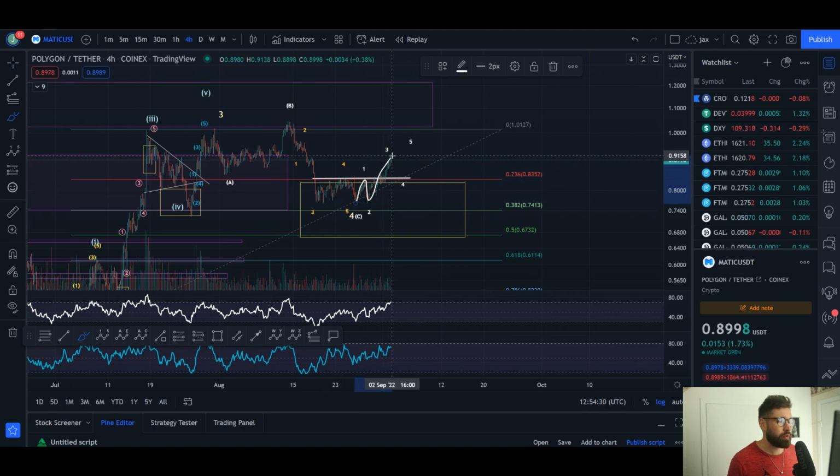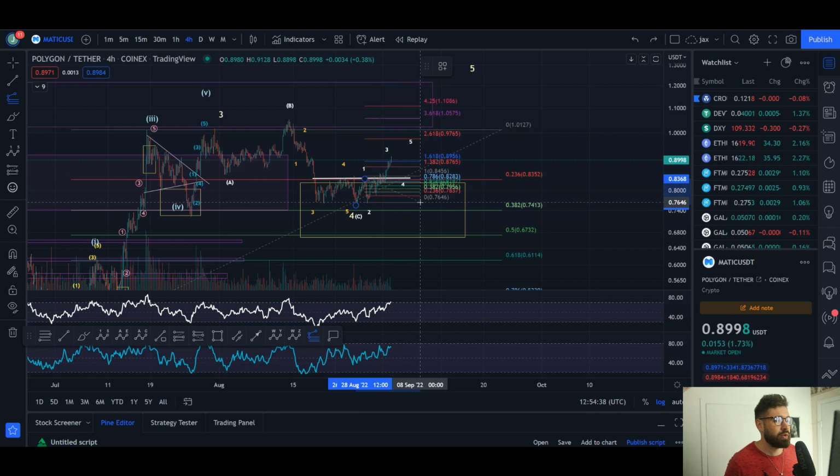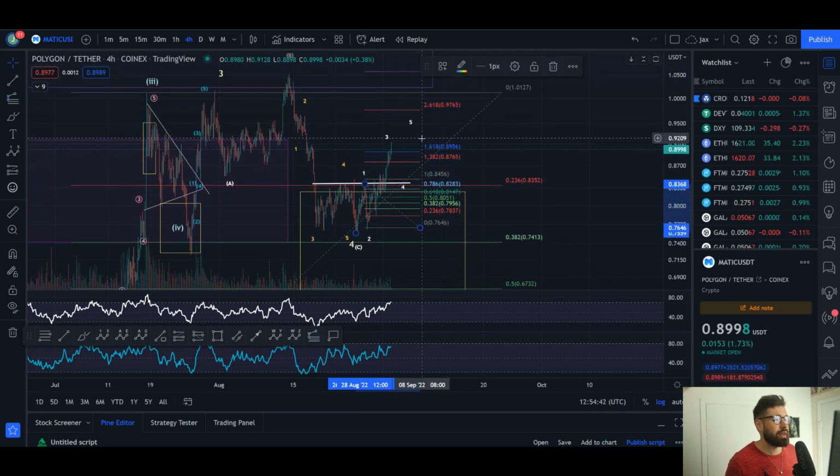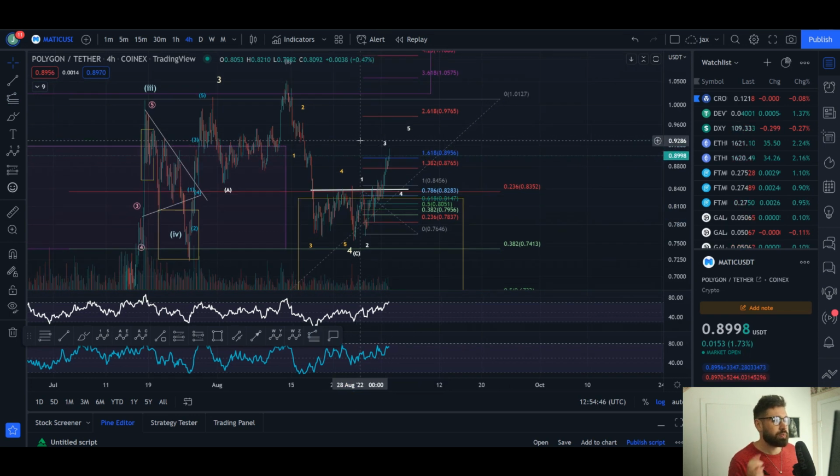And here's your wave 3, guys. To measure your wave 3 target, take your trend-based fib extension from the bottom of wave 1 to the top to the bottom of wave 2, and you target the 1.618 at a minimum. So we've already met that target. If we do start to retrace from here, that's when we can start to put in a wave 4.